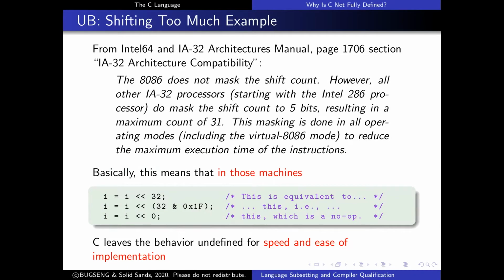So for speed and ease of implementation, C leaves this behavior undefined. The philosophy of C is that whenever this is possible, a high-level construct is mapped to one machine instruction. And given the variability there is in machine instructions for the different architectures, this explains a lot of undefined behaviors.